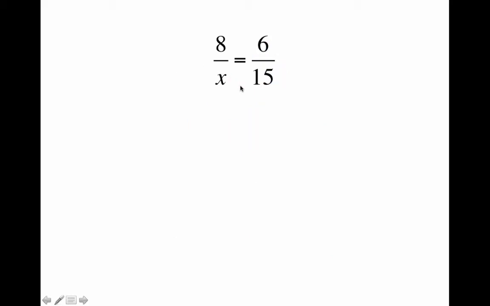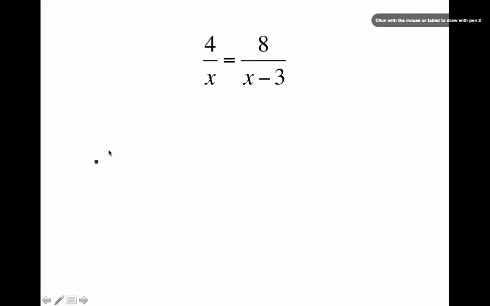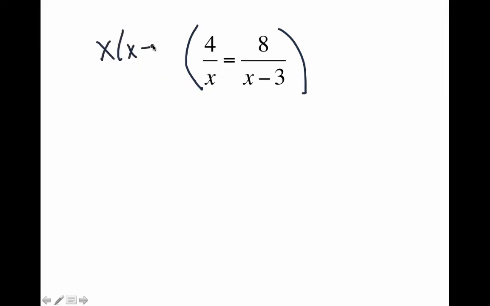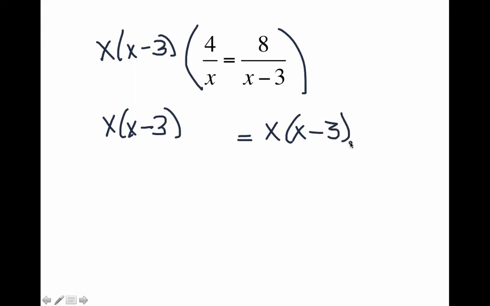Take a look at this next one. 4 over x equals 8 over x minus 3. Two ways to do that. If you're getting this idea of a common denominator, the lowest common denominator would be just the product of the two denominators, x times x minus 3. So if we multiply the entire equation by that, x times x minus 3 times the left-hand side equals x times x minus 3 times the right-hand side.